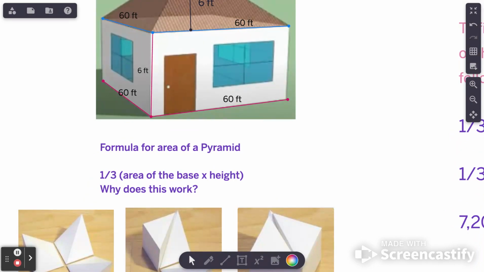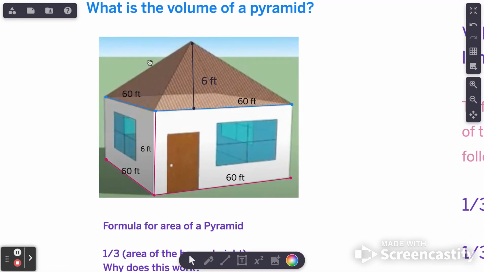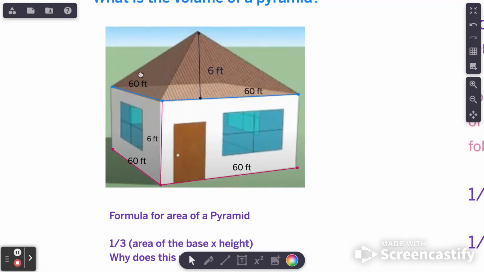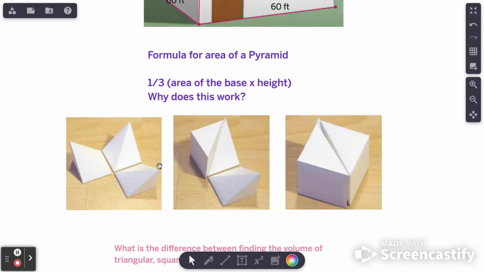So you may know that the formula for the volume of a pyramid is 1/3 the area of the base times the height. And so if we were to try to figure out the volume of our roof, we would just need to do 1/3 times the area of the base. So we would first need to figure out 60 times 60 to figure out the area of our base, times 6 feet, which is the height. But why does this work? So there's a few different examples that we can look at for why this works. But let's look at this paper model of a pyramid.